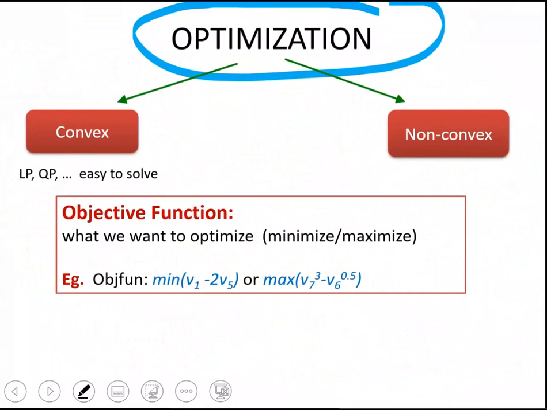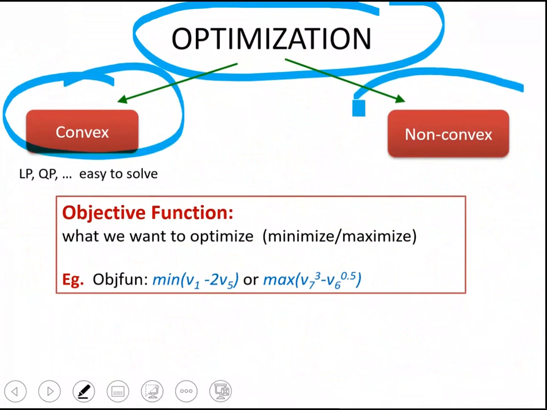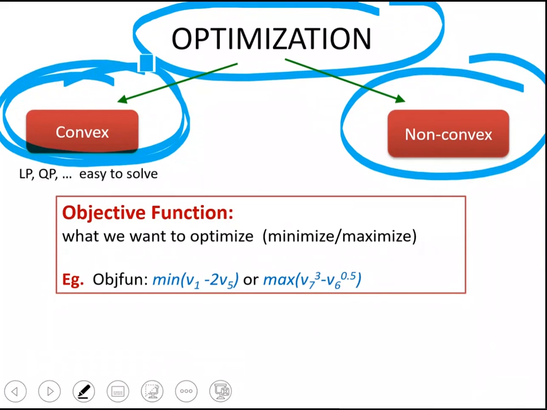Optimization in general can be grouped into two: convex optimization and non-convex optimization. Our focus in this course, if you go to literature, 99% of the research on metabolic network modeling is for the convex optimization. So linear programming or quadratic programming are types of convex optimization.